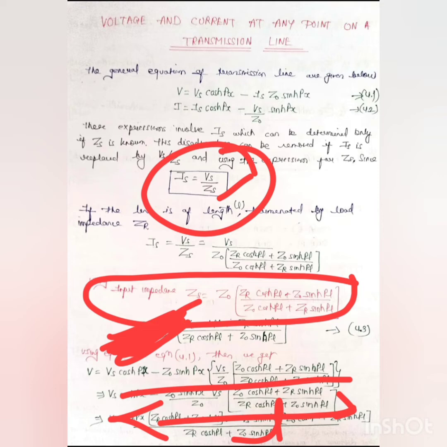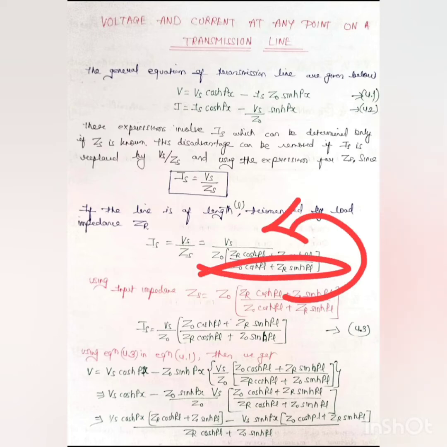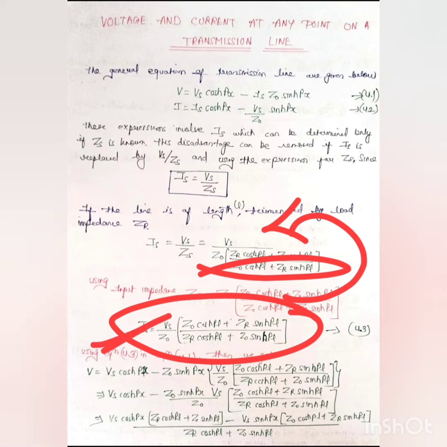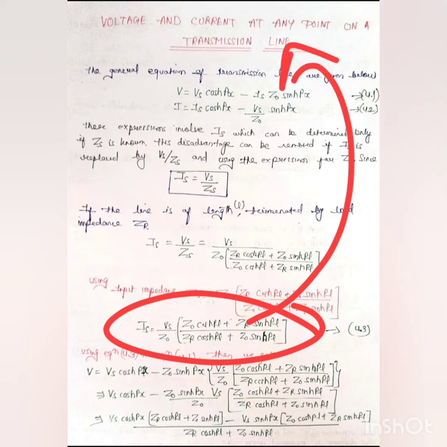So in place of Zs in this expression, we write the input impedance expression, and after writing it, the denominator term comes onto the numerator, and we get the expression for Is equals Vs upon Z0. Whatever value of Is comes out of this expression is put into the general transmission line equation, and after putting it we get V equals Vs.